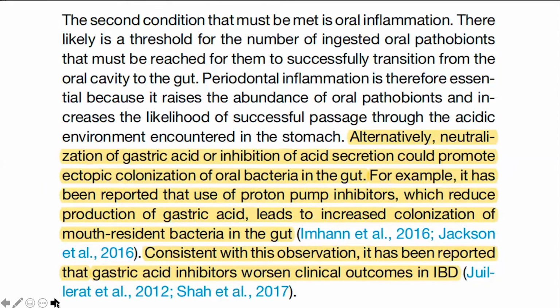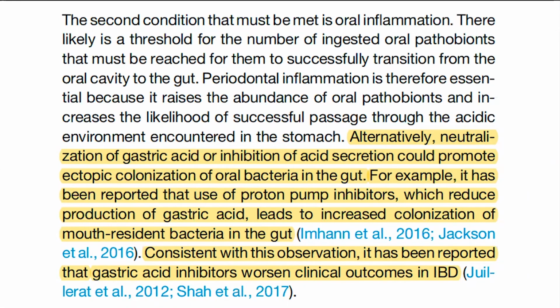One more thing I want to highlight from this article is, alternatively, neutralization of gastric acid or inhibition of acid secretion could promote ectopic colonization of oral bacteria in the gut. For example, it has been reported that the use of proton pump inhibitors, which reduce production of gastric acid, leads to increased colonization of mouth-resident bacteria in the gut. Consistent with these observations, it's been reported that gastric acid inhibitors worsen clinical outcomes in IBD. So definitely this is an important article that follows up on earlier research showing this integrative approach. You've got to take the whole GI tract into account.